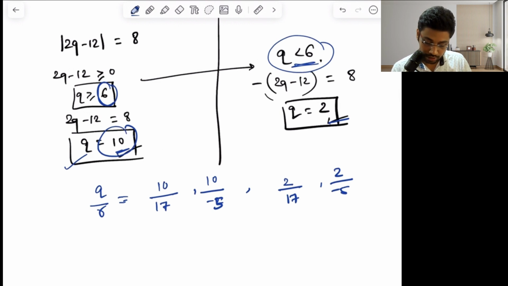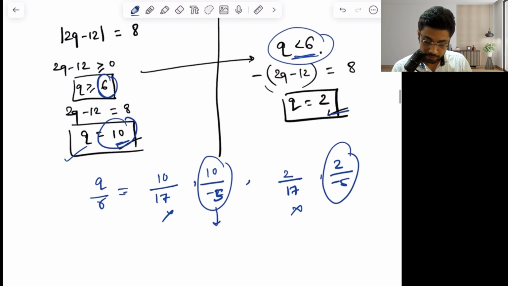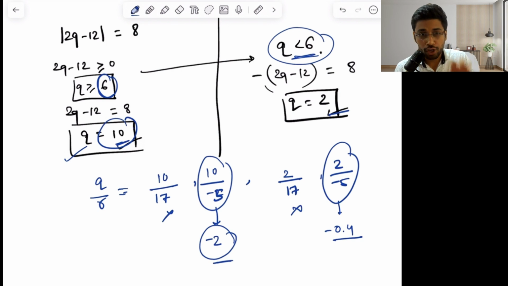Okay, so there are two negative numbers, so the positive numbers cannot be the minimum ones. Of course, 10 upon minus 5 is minus 2. 2 upon minus 5 is minus 0.4. Minus 2 is the minimum among these two. Therefore, the modulus of the minimum value is modulus of minus 2, which will be equal to plus 2. And that's how you solve a problem pertaining to modulus.